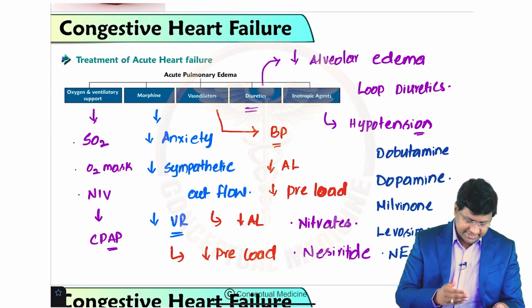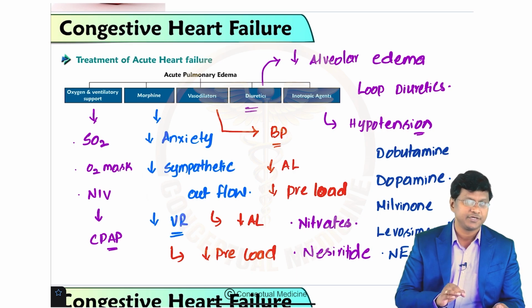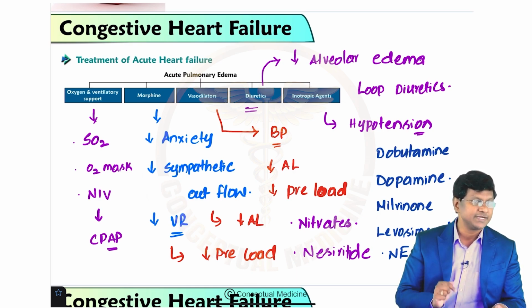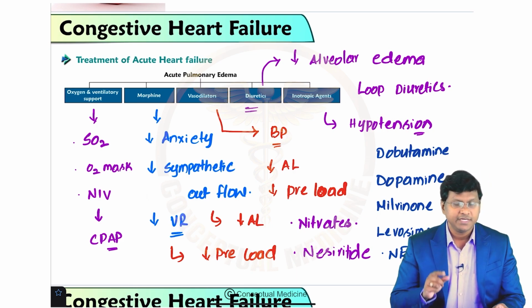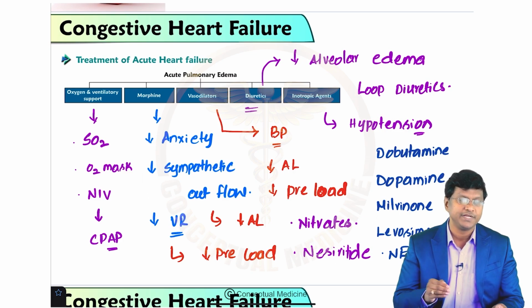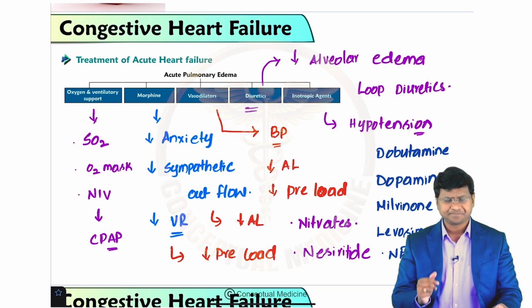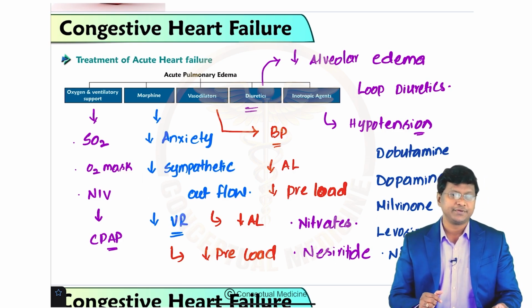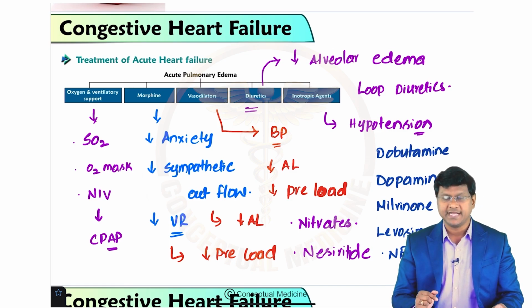So number one, oxygen and ventilatory support is very important to maintain adequate oxygen saturation, and that can be achieved by oxygen mask and non-invasive ventilator. Morphine will reduce the anxiety and reduce the preload and afterload on the heart. Vasodilators, particularly nitrates, will reduce both preload and afterload. Diuretics, that is the loop diuretics, will reduce the alveolar edema.